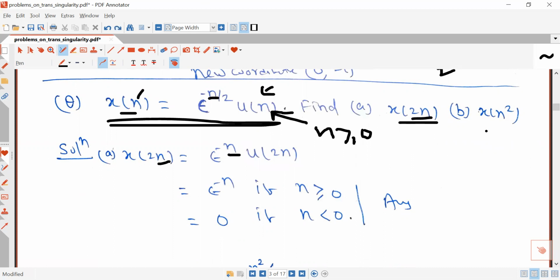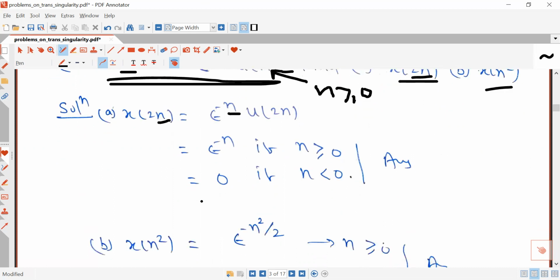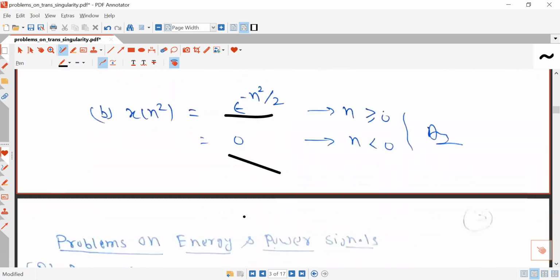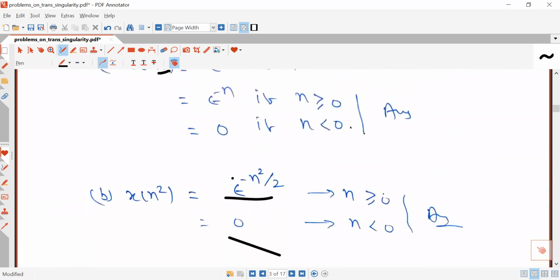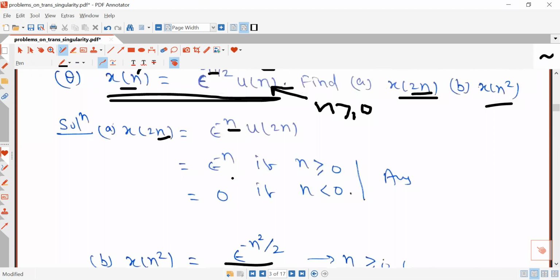Similarly, you can get x(n squared), you just have to replace n by n squared. So in this way, you can solve the problem. In the next lecture, I will discuss the problem related to energy and power signals.